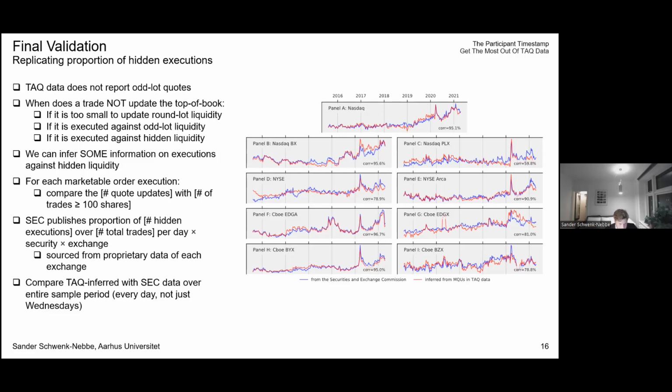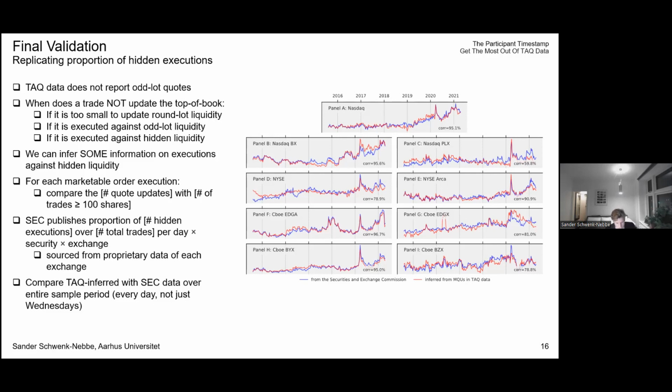Regardless, I can still get some information about hidden executions, and that is what I'm doing in this exercise. I'm doing it primarily because I want some indication that the participant timestamp can be used as a marketable order execution identifier over the entire sample period. And what you see here is that we can indeed infer the same time series from TAQ.